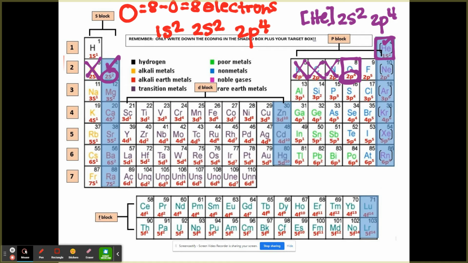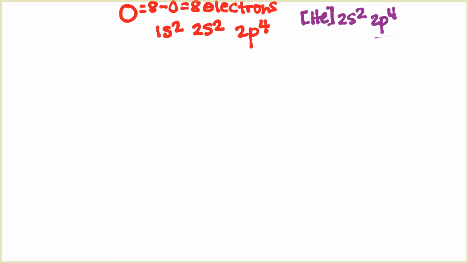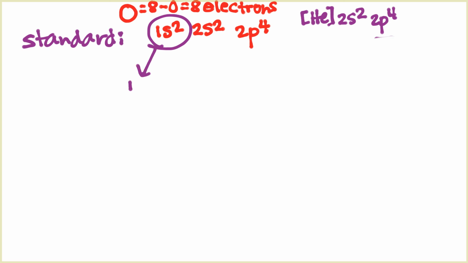Okay. So, again, let's try to interpret this. Let's try to interpret everything that we just wrote down. So, let's start on our standard form. This is, again, guys, called the standard form. So, again, guys, I got 1s2. That means this is in the first energy level.